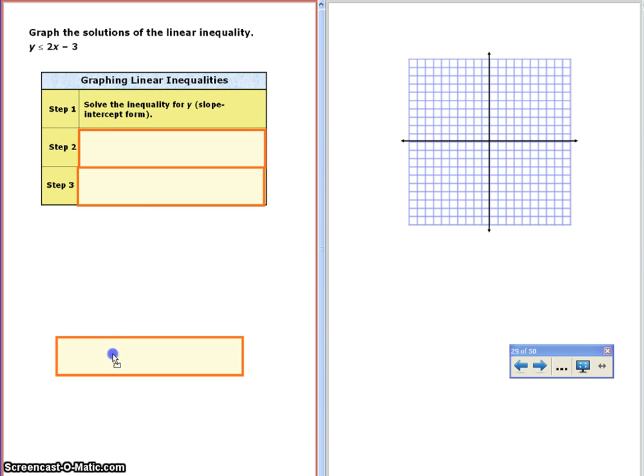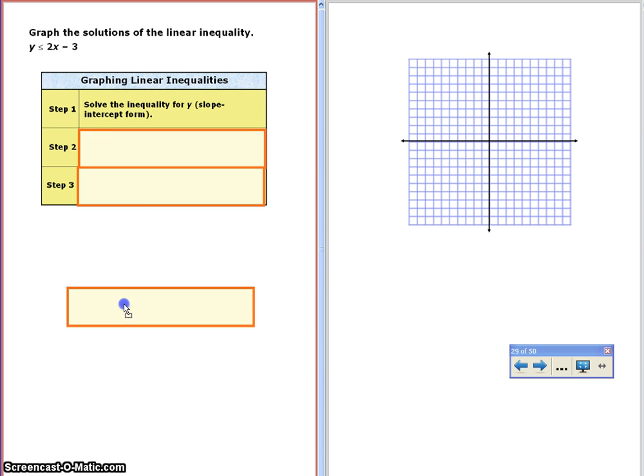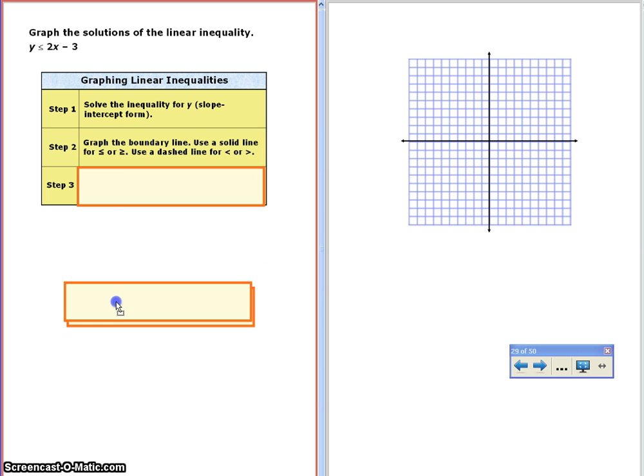So the first step is to solve the inequality for y, and basically that means get it into slope-intercept form. So you notice that I already have this particular example in slope-intercept form, so we can consider step number 1 done. Step number 2 is basically to graph the boundary line, but this time there's some unique differences.